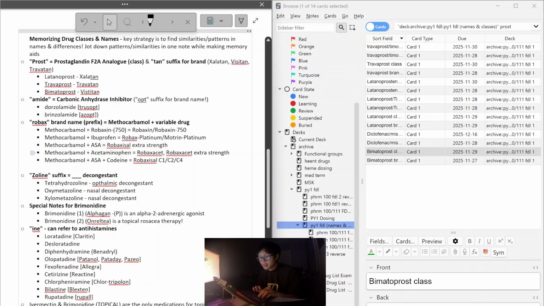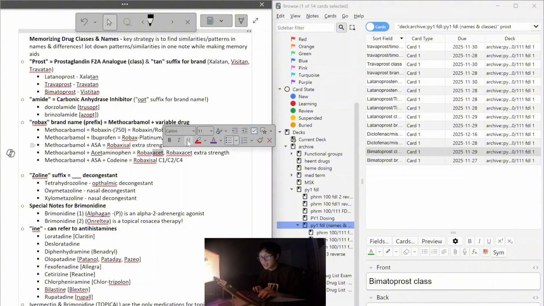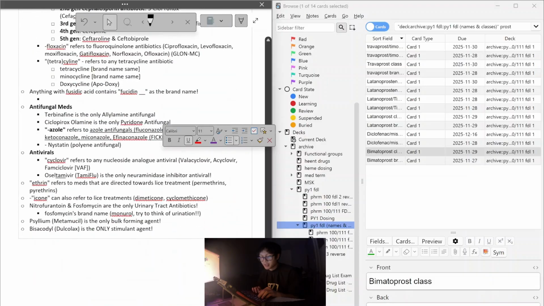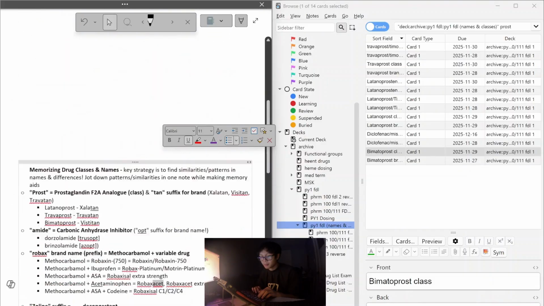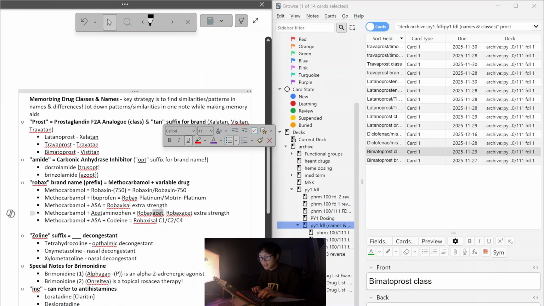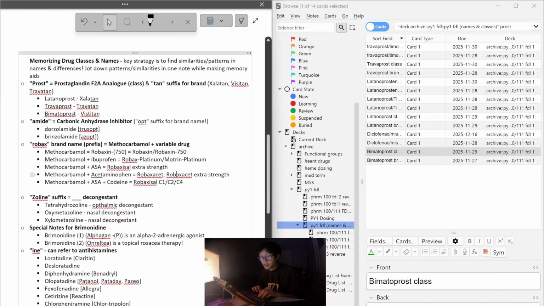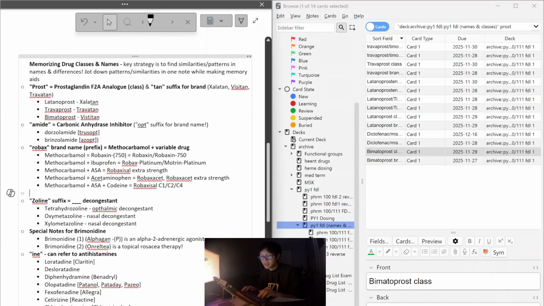You can see here "acet". This part of the generic name is used as a suffix in Robaxacet. Okay, I'm pretty sure I made a note somewhere here, because there's a lot of combination products containing acetaminophen.